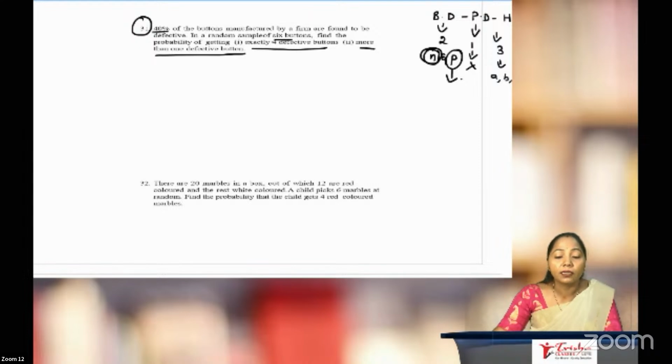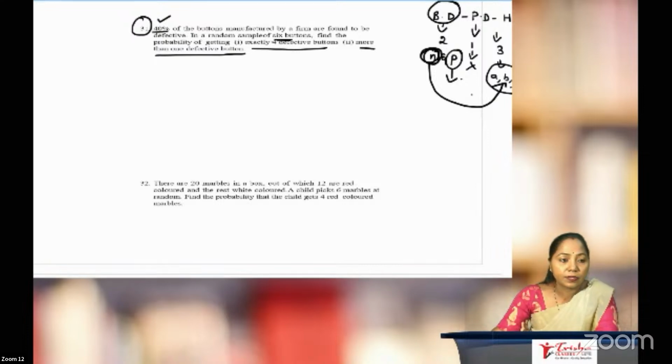Now, in this case, if you read the question, 40% of the buttons manufactured by a firm are found to be defective. So there is a chance that 40% of the buttons can be defective. And in a random sample of how many buttons? 6 buttons. So they have given us N. So whenever sample size N is given to you, it could be either binomial distribution or hypergeometric distribution. For a binomial distribution, we need the parameter P, which is a probability or a percentage value or a point value. Whereas for hypergeometric, 2 categories will be given to you. That is how you can differentiate between binomial distribution and hypergeometric distribution in the exam.